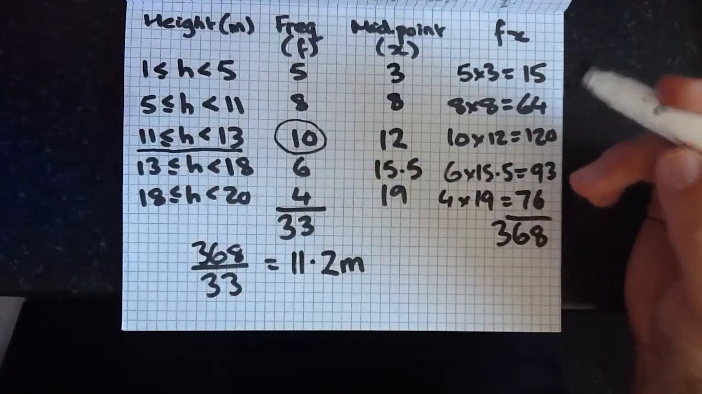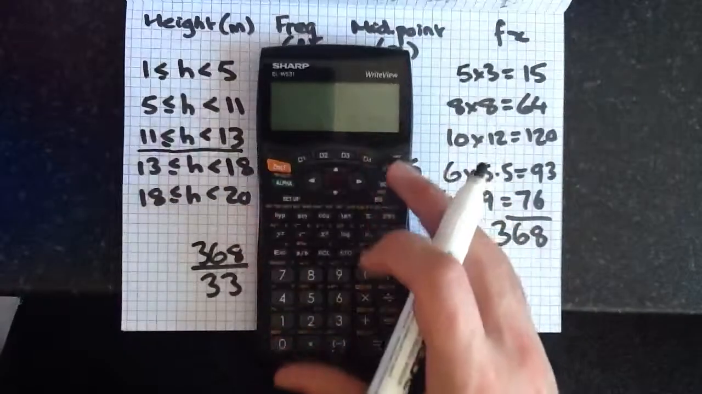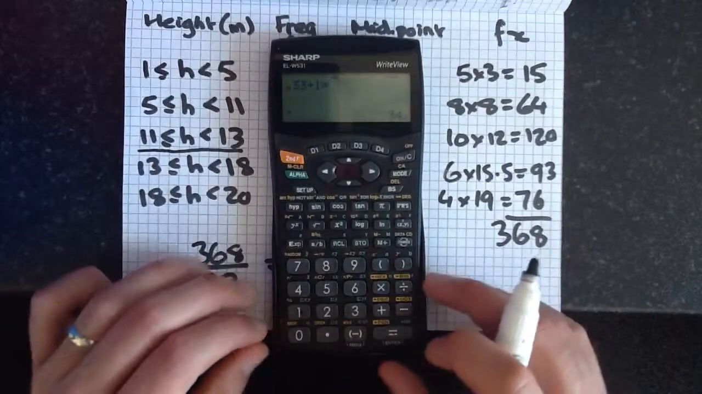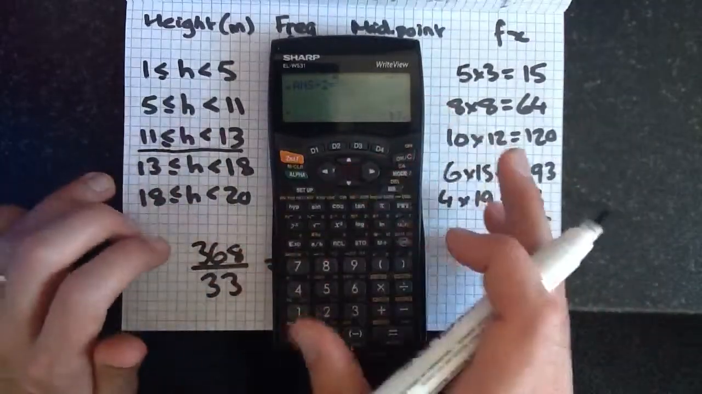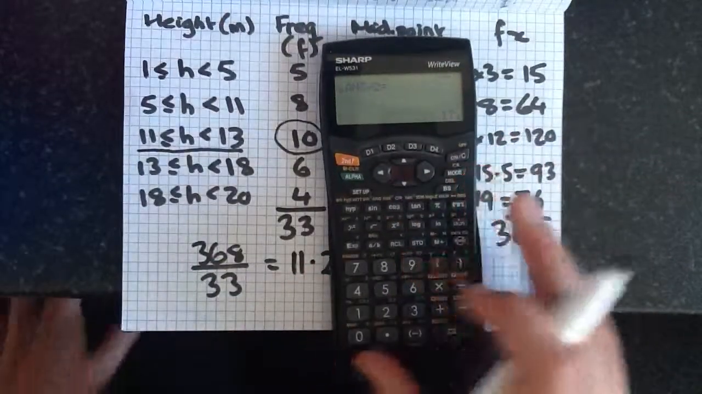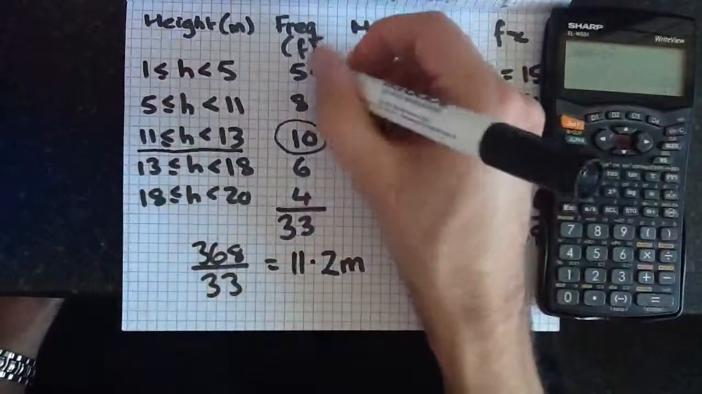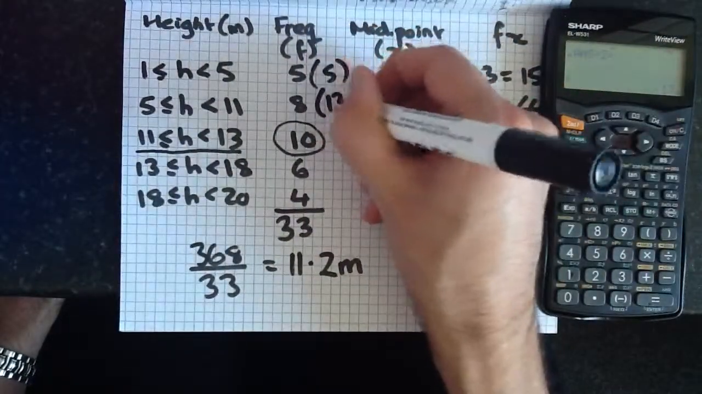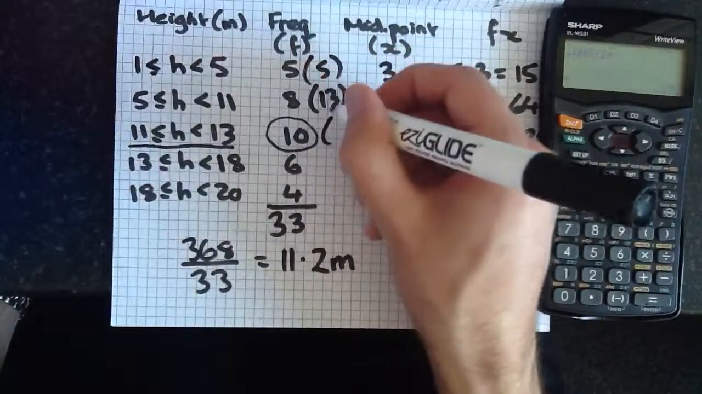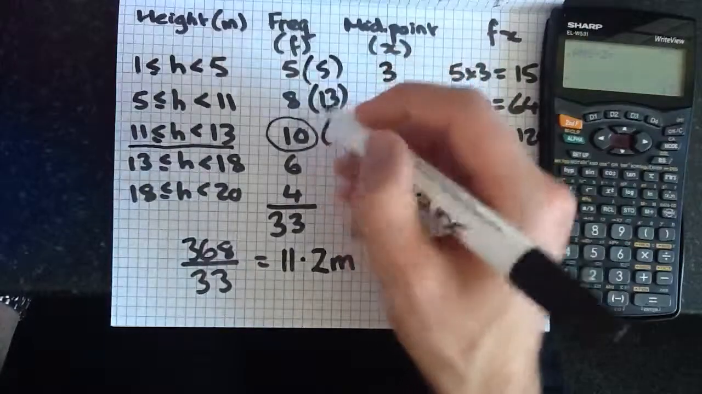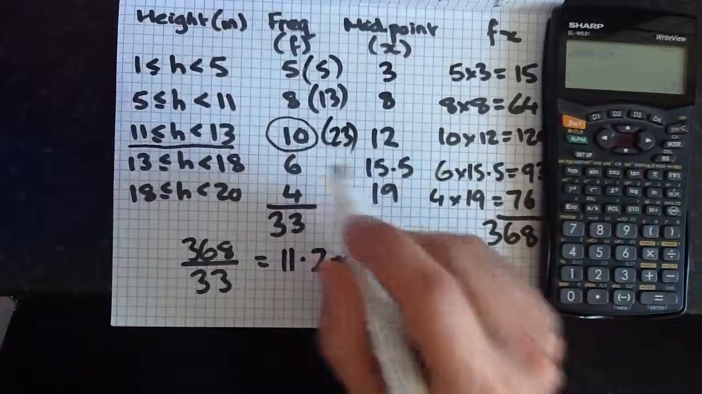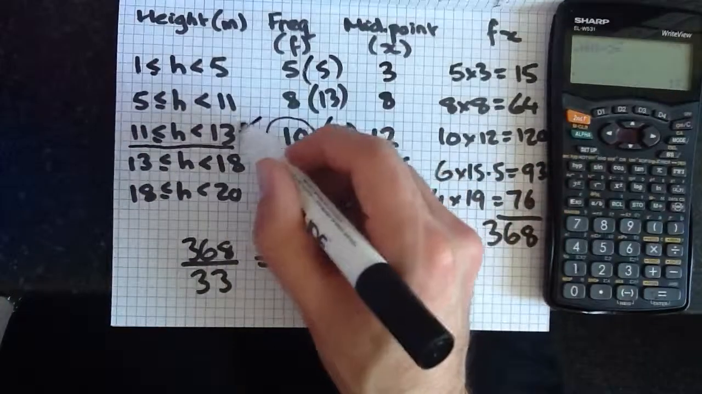In terms of the median, I've got 33 things, so I do 33 add 1, as we did in our lesson, divide by 2, so 17, so I need to find the 17th thing. So 17, I've got 5 up to there. I've got 13 up to there by doing 5 add 8. And then 5 add 8 add 10 is 23. So my 23rd thing is there. So the 17th must also be in this class here.